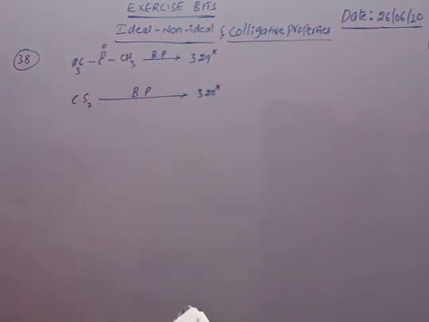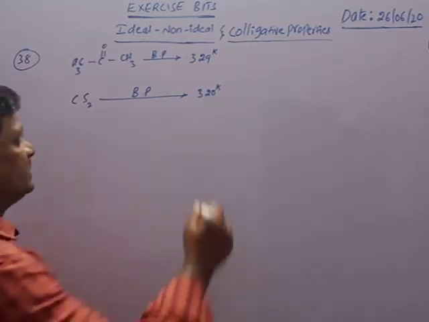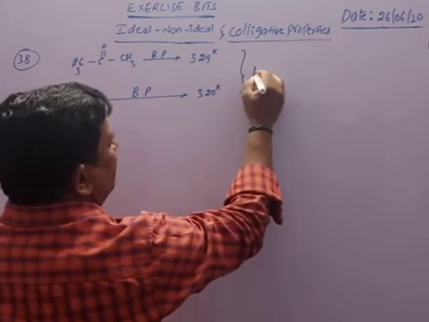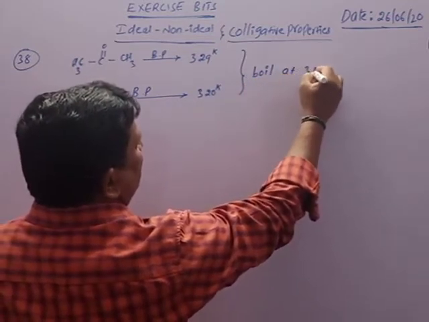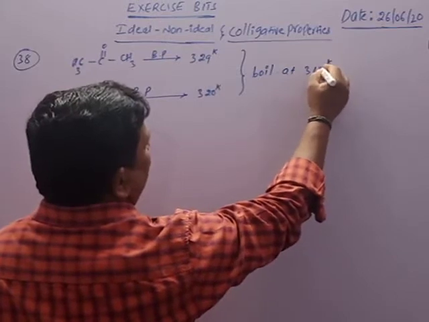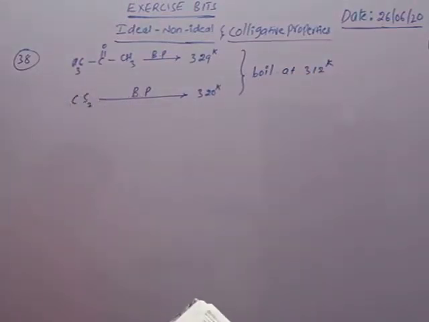Now these two are mixed in definite compositions. Then it boils at 312 Kelvin. So it boils at 312 Kelvin.